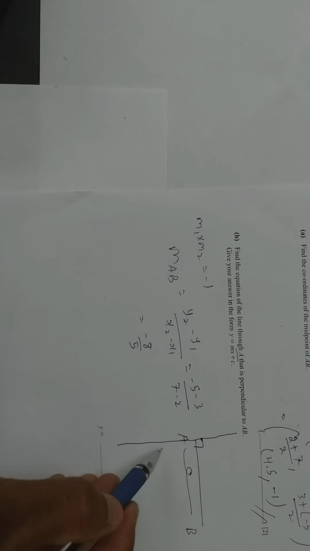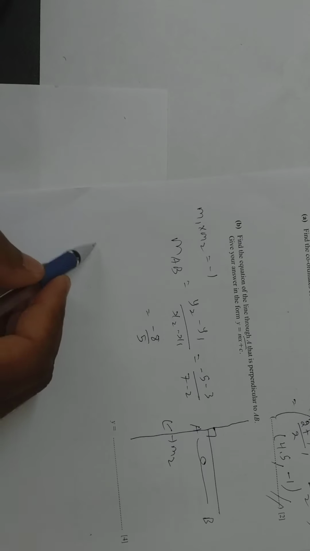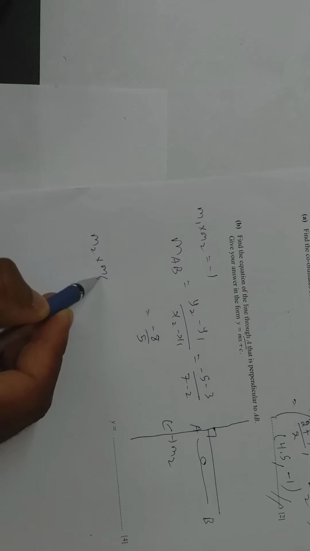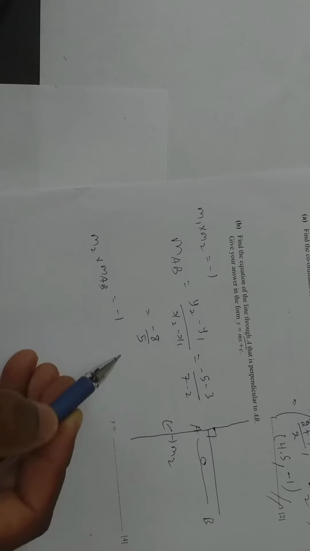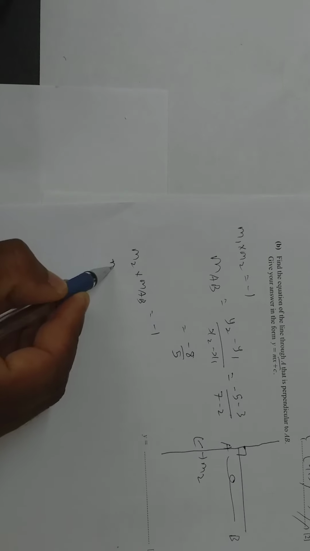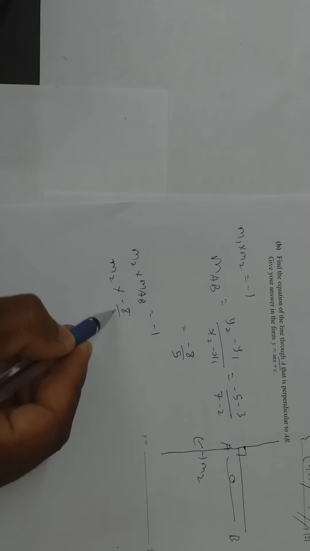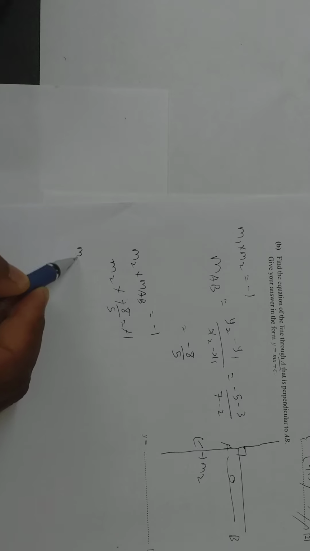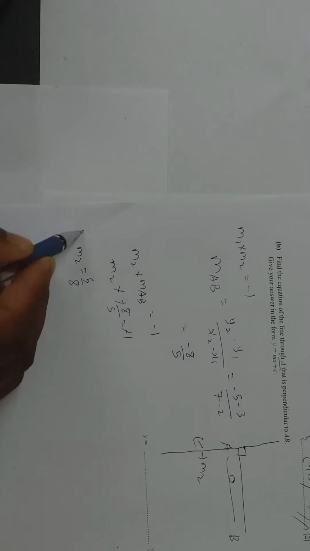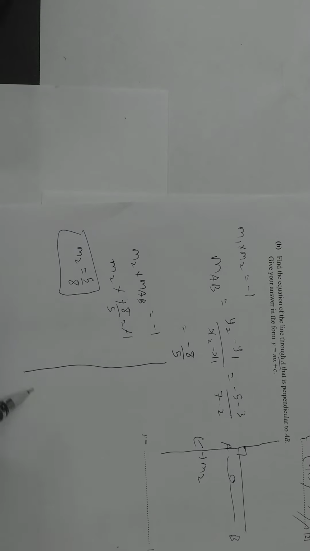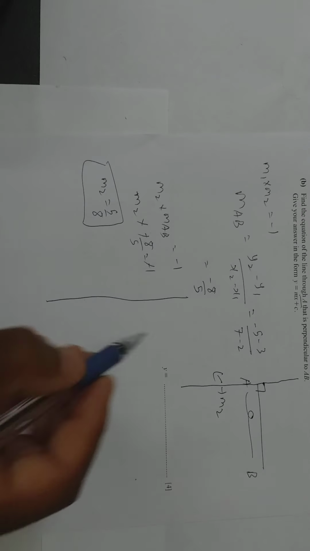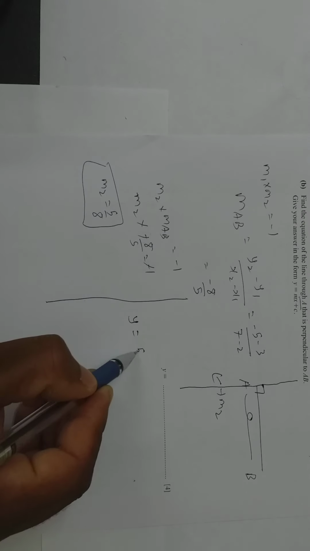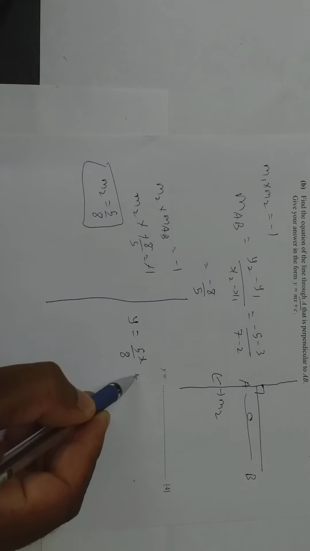So how do I get the slope of this line? Let the slope of this line be m2. So m2 into m of AB equals minus 1. It's a rule whenever lines are perpendicular. So m2 into minus 8 by 5 equals minus 1. Minus minus gets cancelled, m2 equals 5 over 8. So now what is my equation? y equals mx, so 5x by 8 plus c.